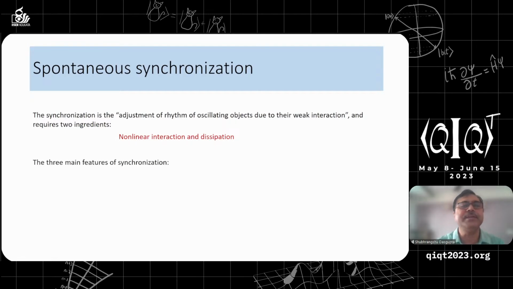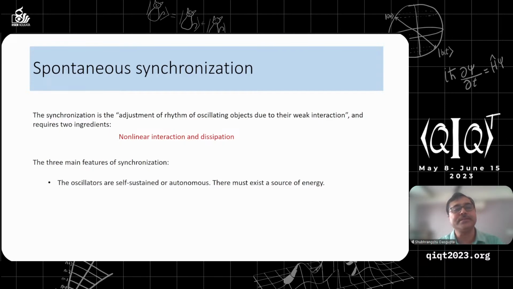There are three main features of synchronization. One is that the oscillators are self-sustained or autonomous. It is said so because there must exist a source of energy. In the case of this oscillation, it is nonlinear interaction that supplies the energy.